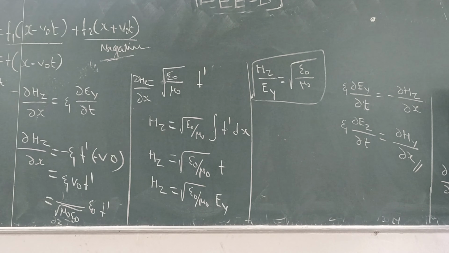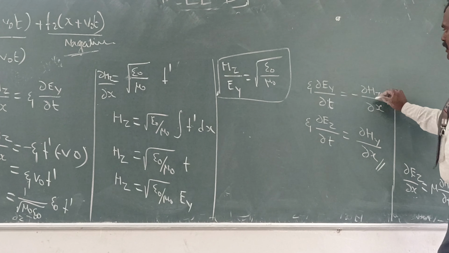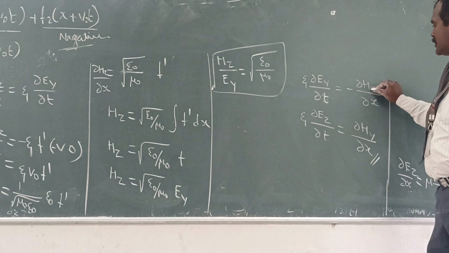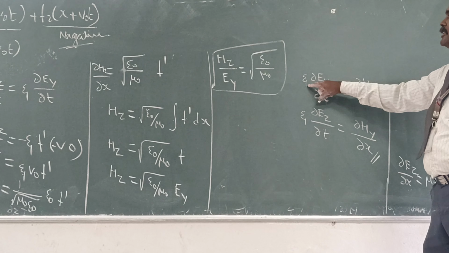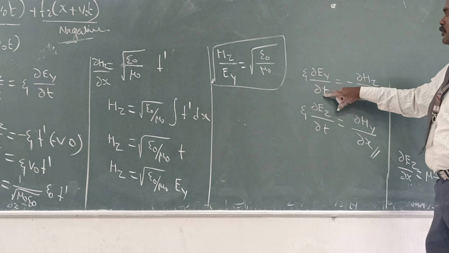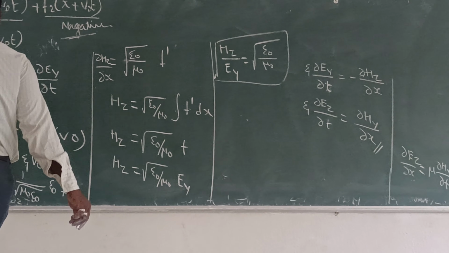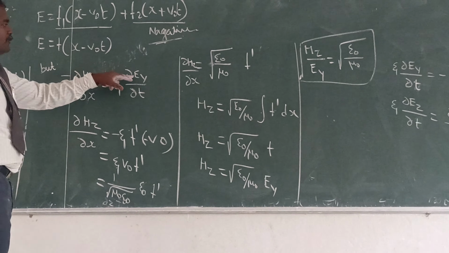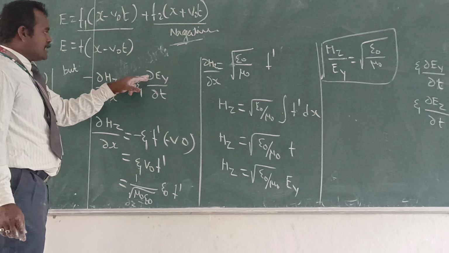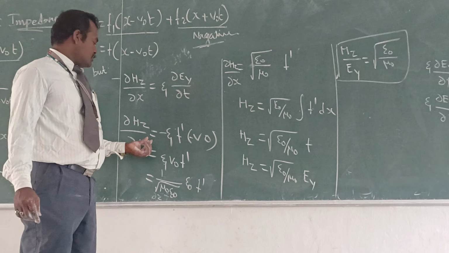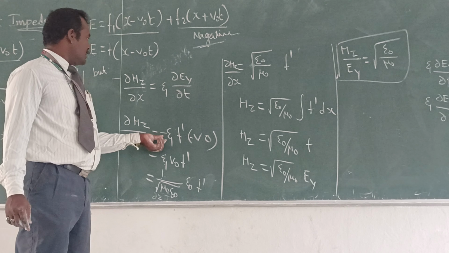Second thing, and third and fourth, we obtained all the expressions. Here you see that minus ∂Hz/∂x should be equal to epsilon into ∂Ey/∂t. Similarly, you substitute that same expression here. Instead of ∂Ey/∂t, you can substitute the remaining term f dash of minus v naught, which we obtained here itself. So you can substitute it.